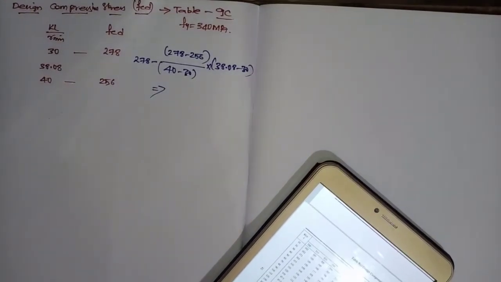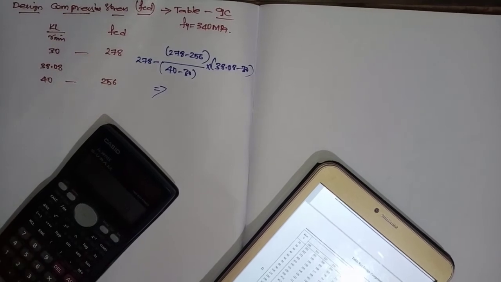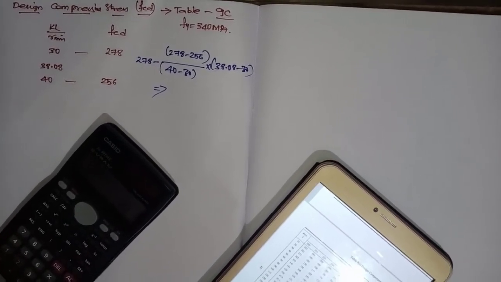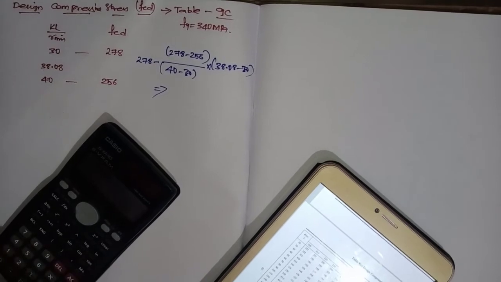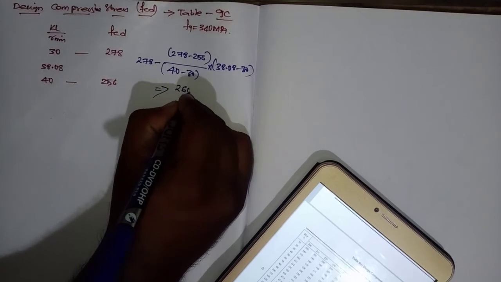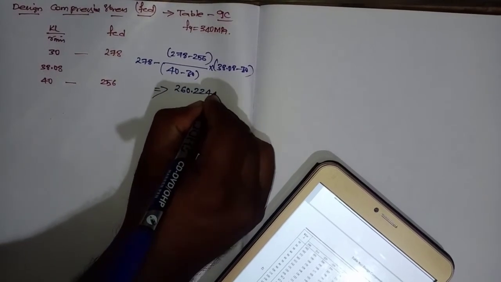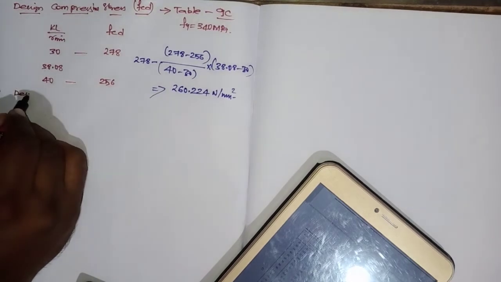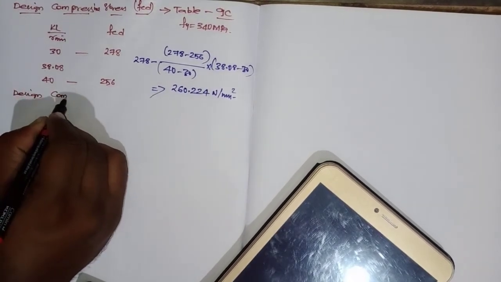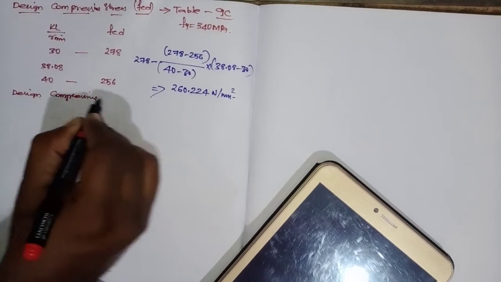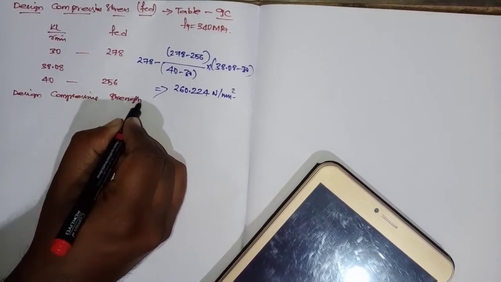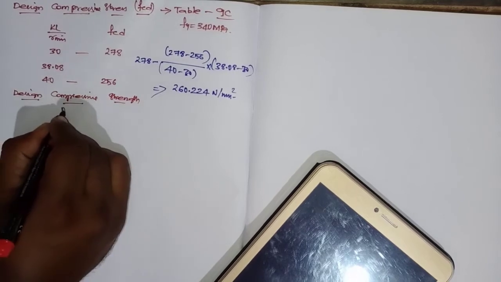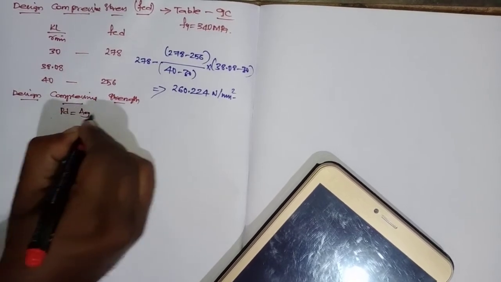Okay, so how much will you be getting? 278 minus 256 divided by 10 into 8.08, 278 minus answer. So you got 260.224 Newton per mm square. Okay, next, design compressive strength, that is PD equals AG into FCD.